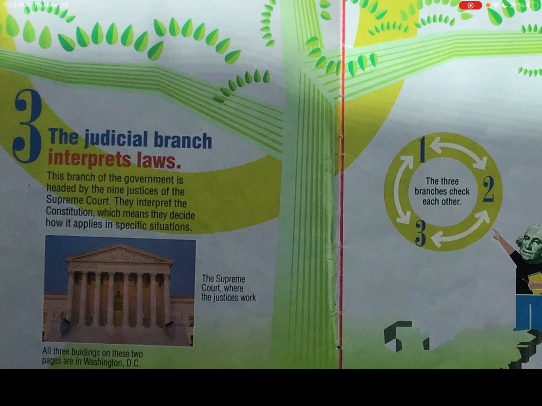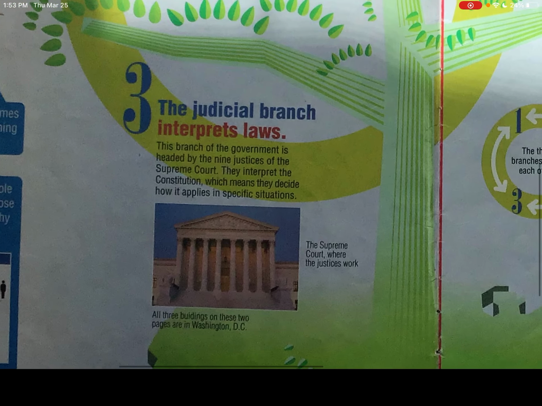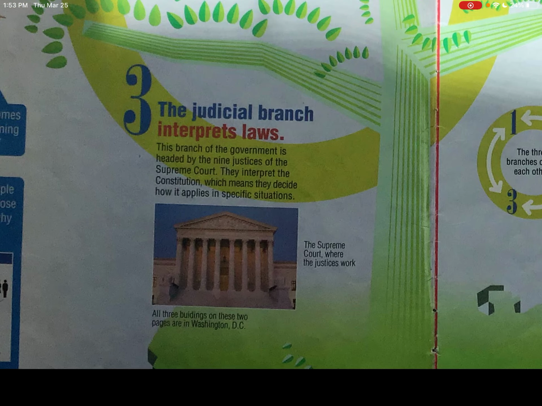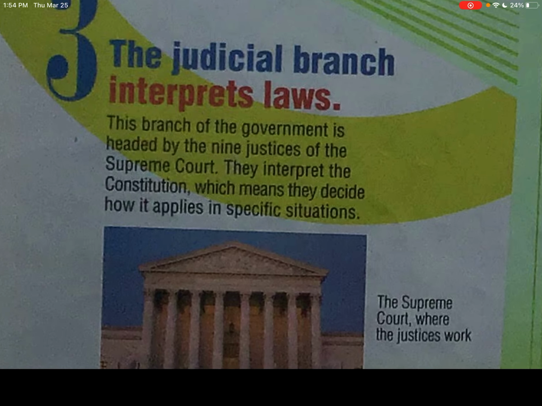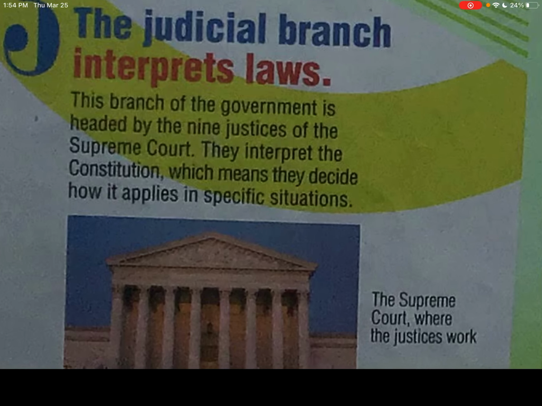Okay? So according to this, I want you to tell me, not only what each branch is, but also exactly what each branch does. So, one of the branches is called the Judicial Branch. Don't just write down that they interpret the laws, because you probably don't know what that means. I want you to tell me, well, here's what their job is. Judicial Branch: they interpret the Constitution, which means they decide how it applies in specific situations.